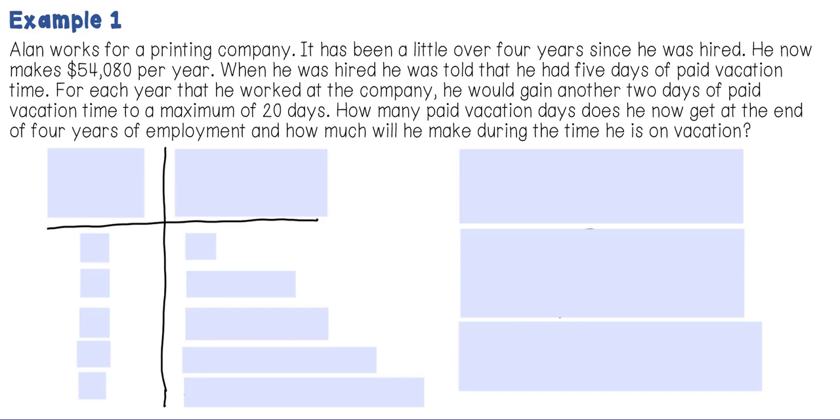The first employee benefit that we're going to talk about is vacation days. So Alan works for a printing company. It has been a little over 4 years since he was hired. He now makes $54,080 per year.